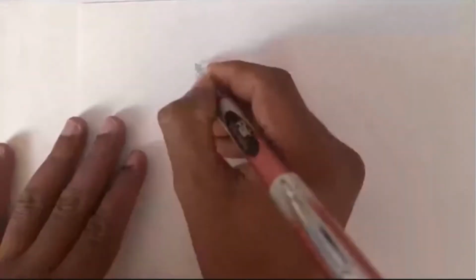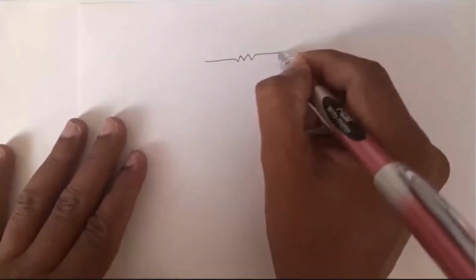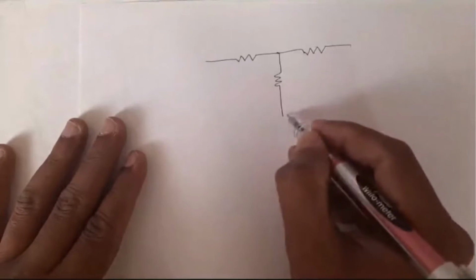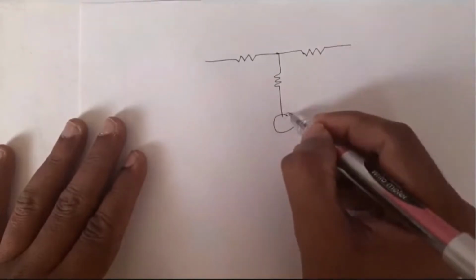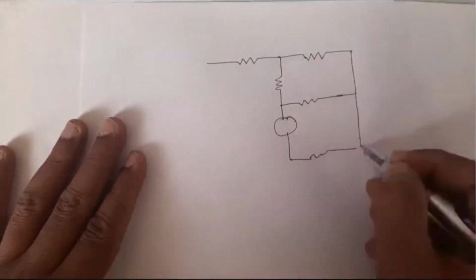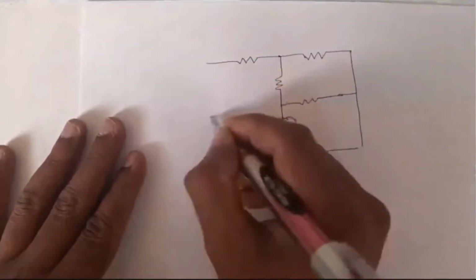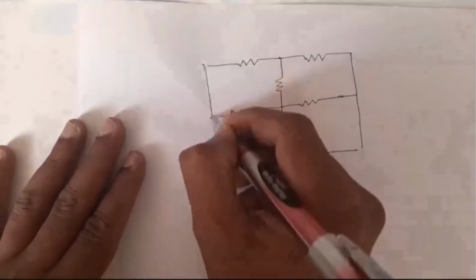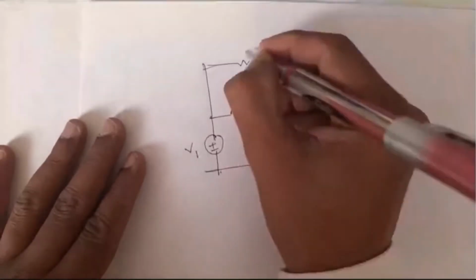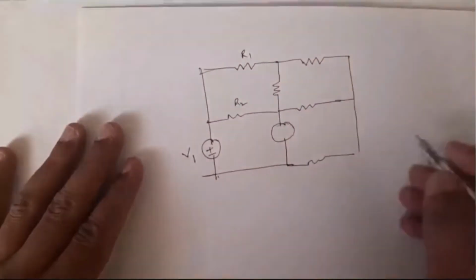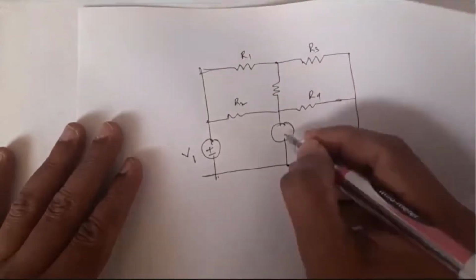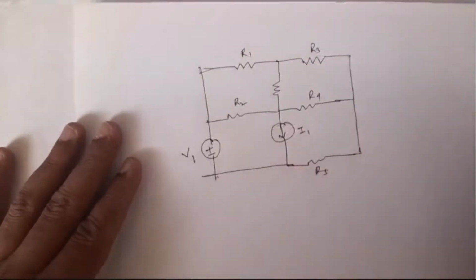It was something like this, where you had so many other elements or meshes. I'm not going to draw exactly the same diagram, but similar to that. Let us consider it was something like this. This is a voltage source, some V1. This is resistor R1, this is R2, this is resistor R3, this is R4, and let us consider this is R5. But this is a current source, say for example I1.